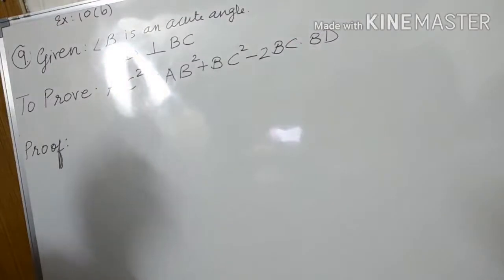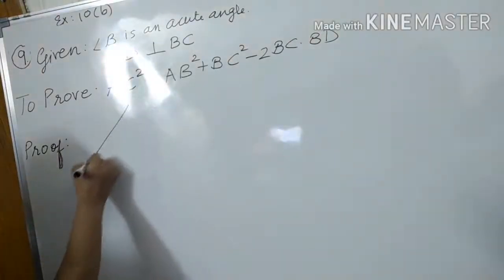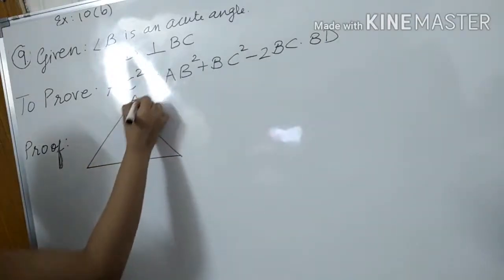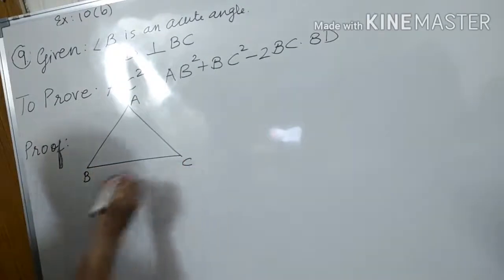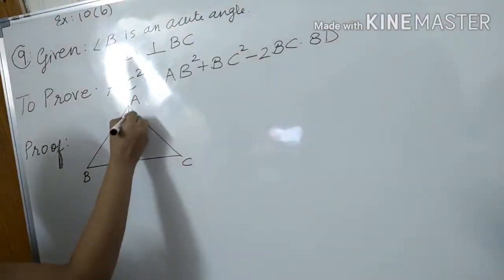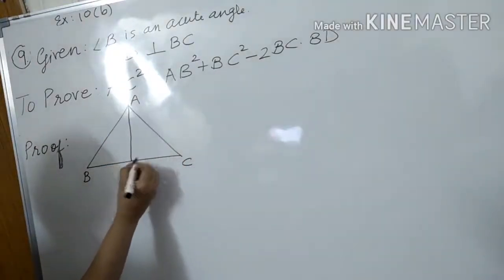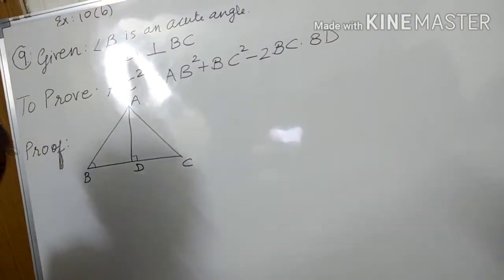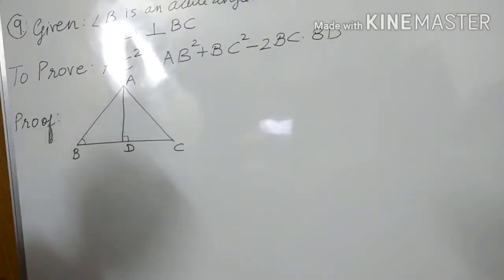Figure is already given, so we will draw the figure first in our proof part. In the figure you can see the triangle ABC is drawn, and AD is perpendicular to BC, with the perpendicular sign. Perpendicular means it makes 90 degrees with the base. And this angle B is an acute angle, which is already visible in the figure. Now, let us move on to the proof part.